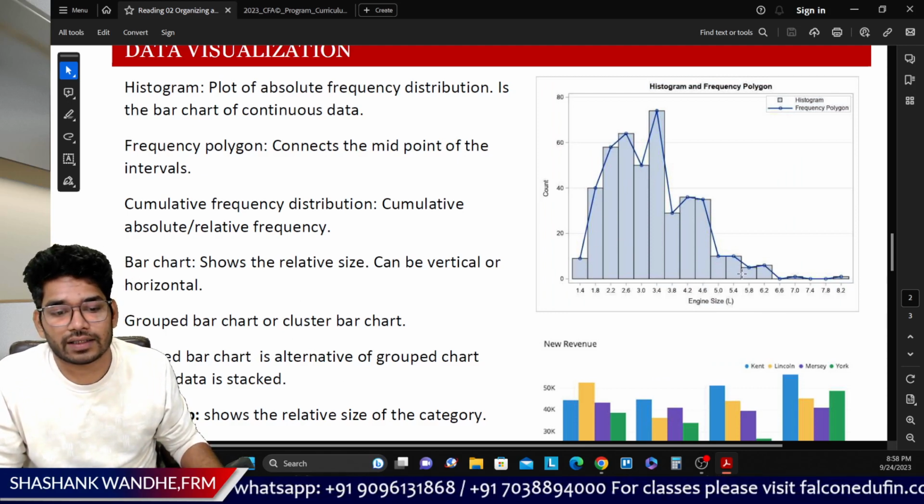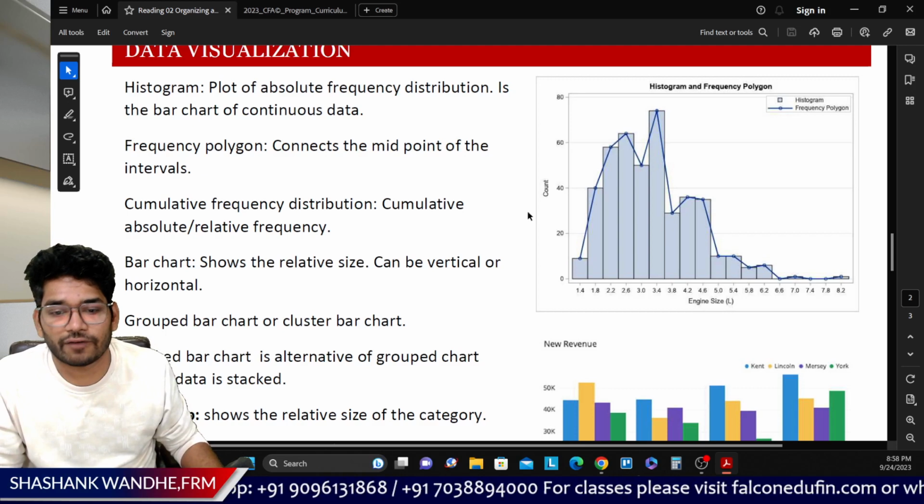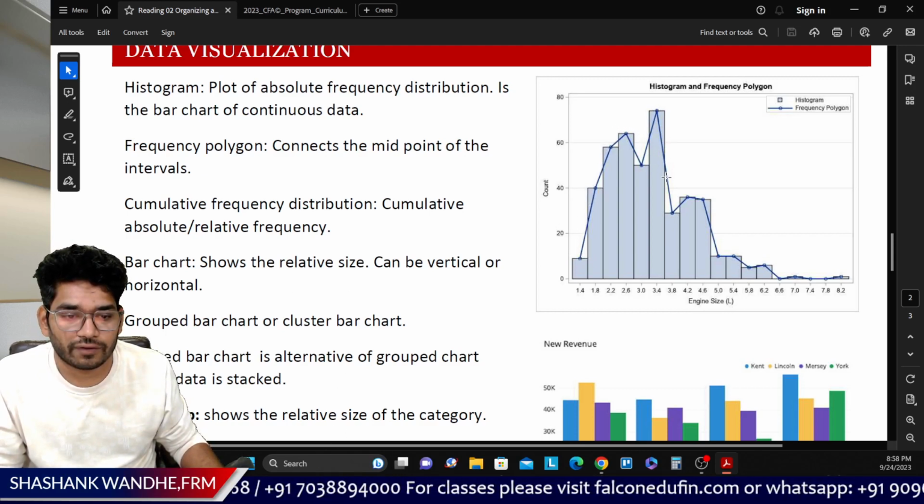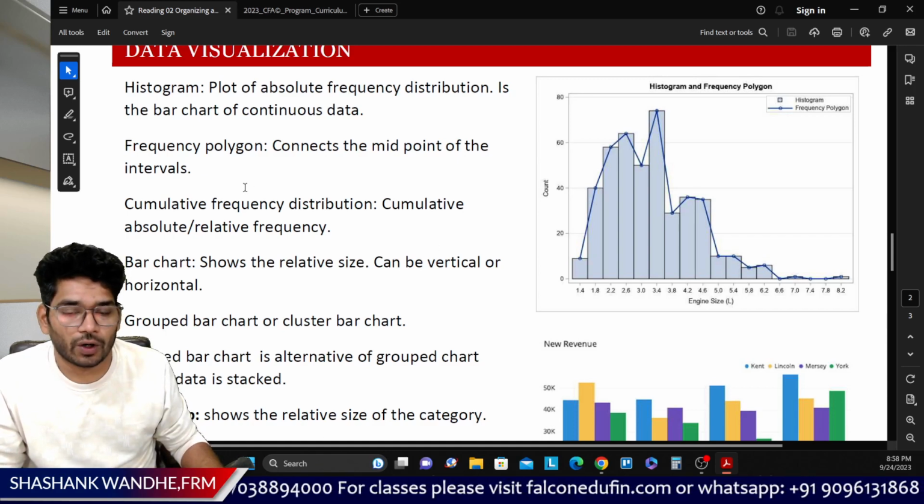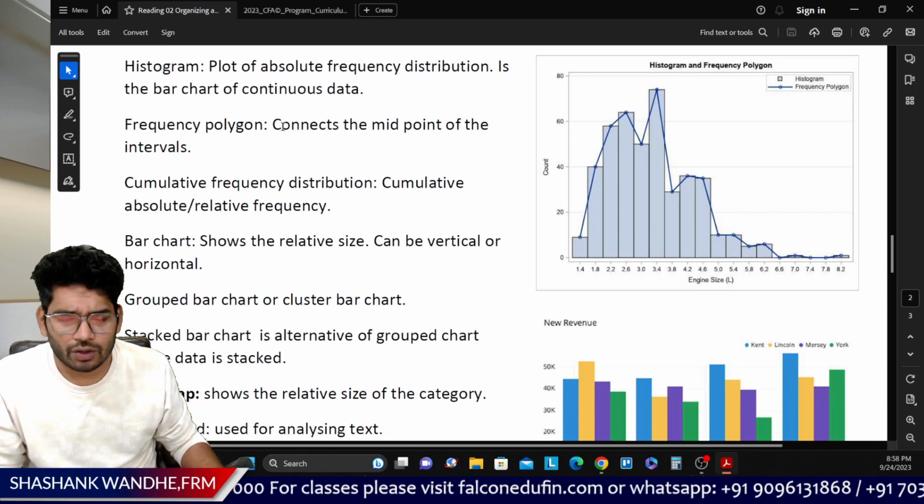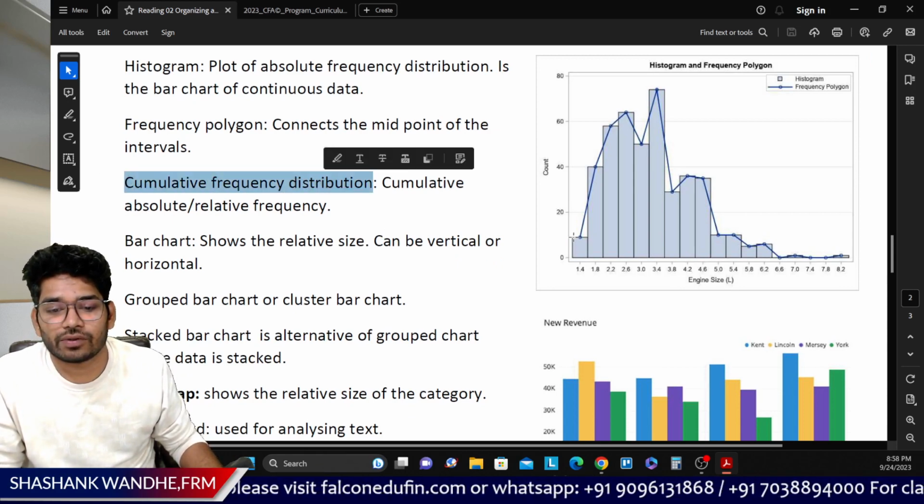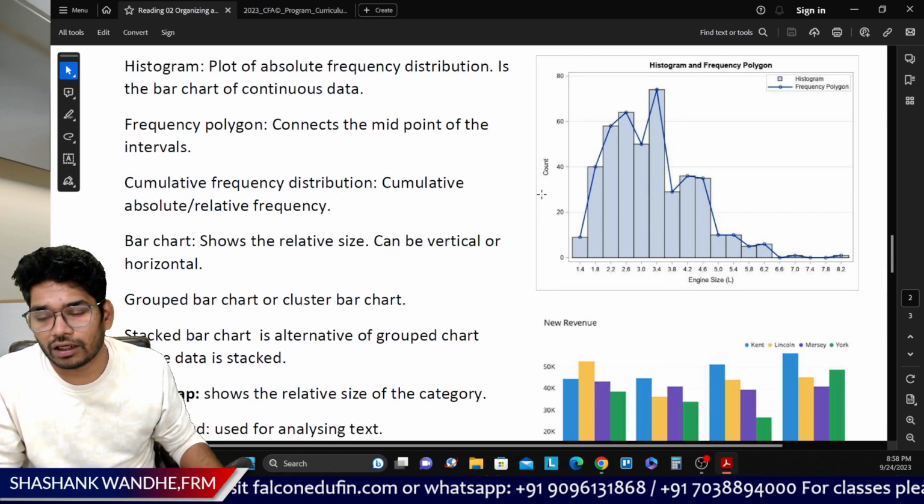Okay, so all these bars are part of the histogram, and then there is the frequency polygon. You can see there is a line connecting the middle points of these bars. So this is the frequency polygon. Frequency polygon is again used for the same purpose, but it connects the midpoint of each interval. Now the cumulative frequency distribution: if you cumulate this, you will get a cumulative frequency distribution.